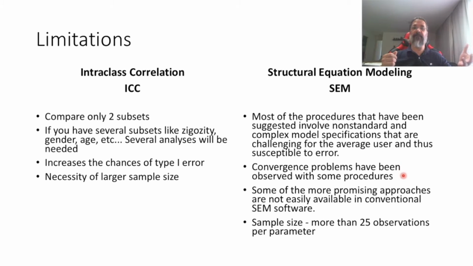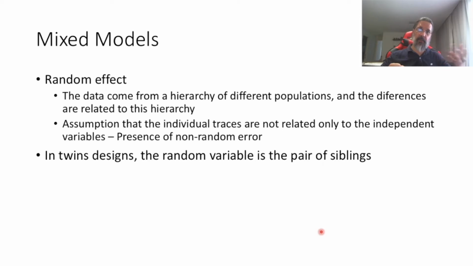Convergence problems have been observed in some procedures, so maybe it doesn't work properly for your study. Some of the most promising approaches are not easily available in conventional structural equation modeling software. And again, we have this problem of sample sizes. You can make a sample size calculation, but usually the rule of thumb is that you need more than 25 observations per parameter. So we get to the mixed models as an alternative.